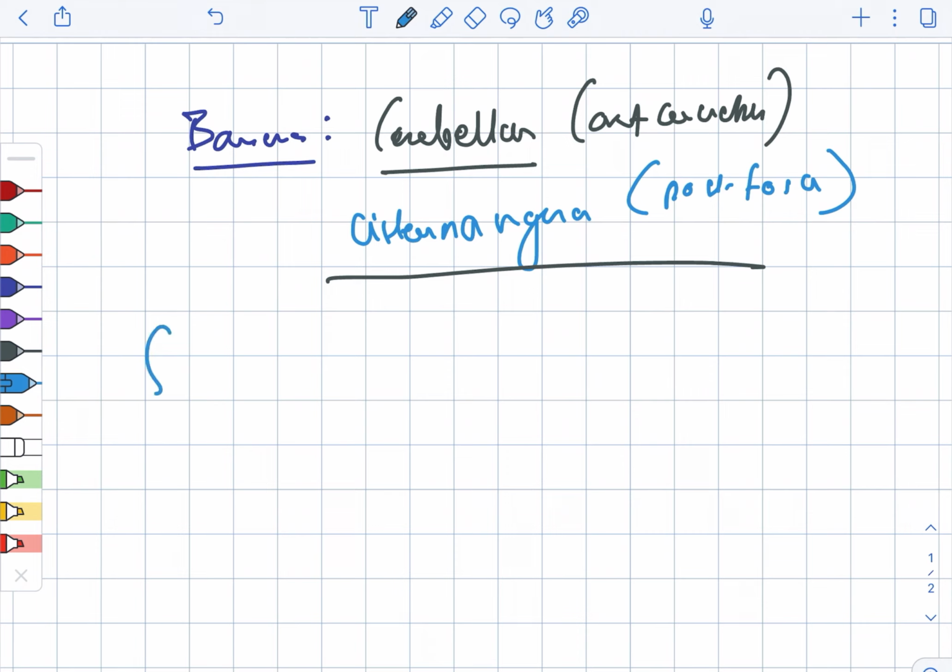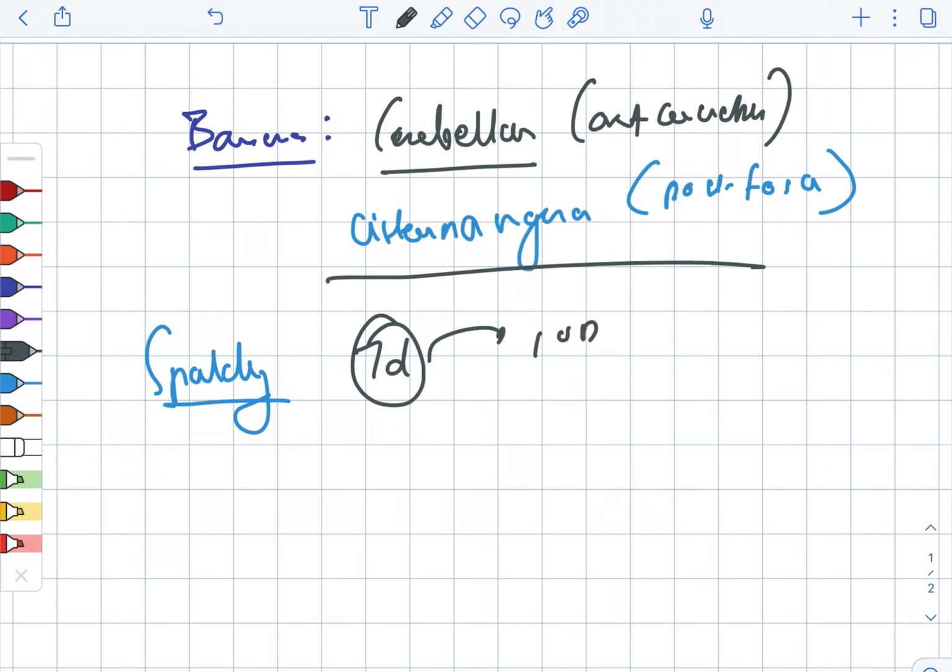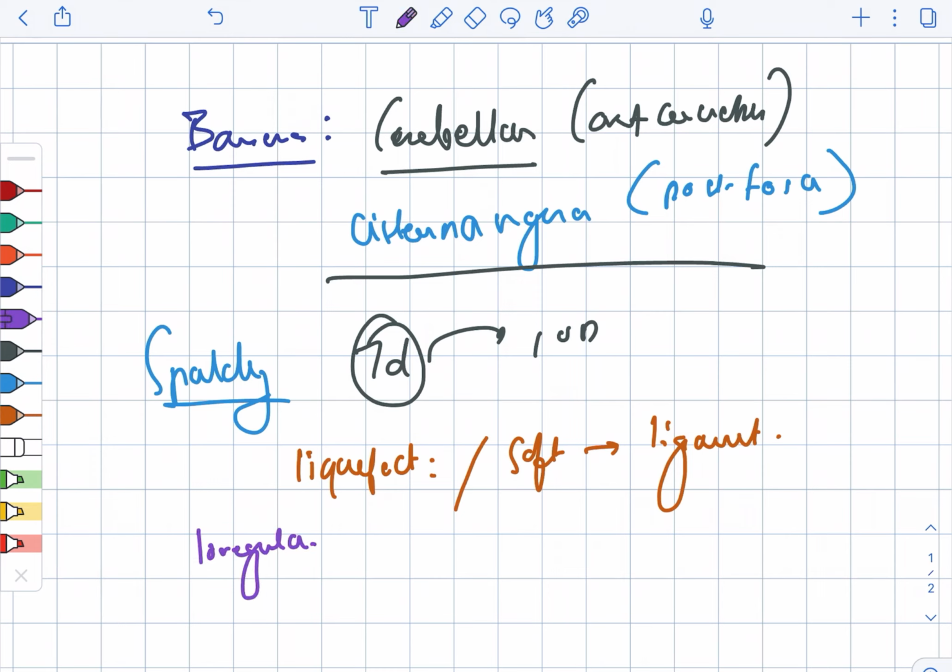Next, we are looking at the Spalding sign. In terms of the Spalding sign, it usually appears 7 days after intrauterine death, and it causes liquefaction of the brain matter as well as softening of the ligamentous structures supporting the vault, and this leads to irregular overlap of the cranial bones on one another.